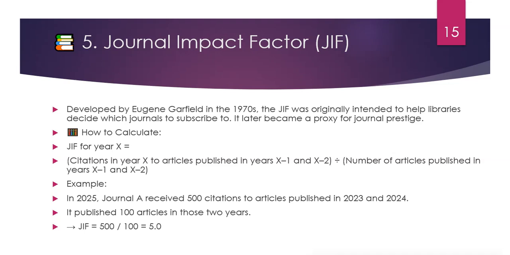So if today we want to calculate IF in 2025, we should go back to 2023 and 2024, 2 years before. The citations in the year 2025 to articles published in 2023 and 2024 will be added up, and then divided by the number of articles published in 2023 and 2024.